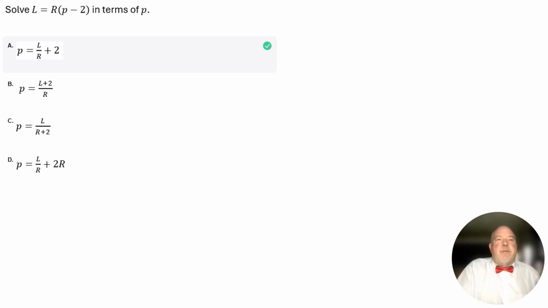Okay. So I'm going to rewrite the equation. So I have L equals R times (P minus 2) in parentheses. And so they want us to solve it in terms of P. So our answer is going to be P equals. And if you look at the answer choices, you can see that's how they're all set up as P equals. So I need to isolate this P. I need to get it by itself, which means I need to get the R on the other side and I need to get this 2 on the other side.